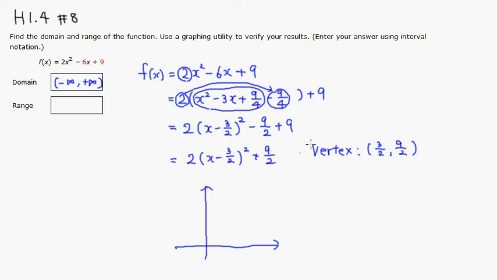So 3/2 is just 1.5. Say this is 3/2. And 9 over 2 would be about 4.5. So it's 9/2. So the vertex is right here. Right? Then it's a parabola, and it's a parabola facing up. So the parabola is going to look like this.